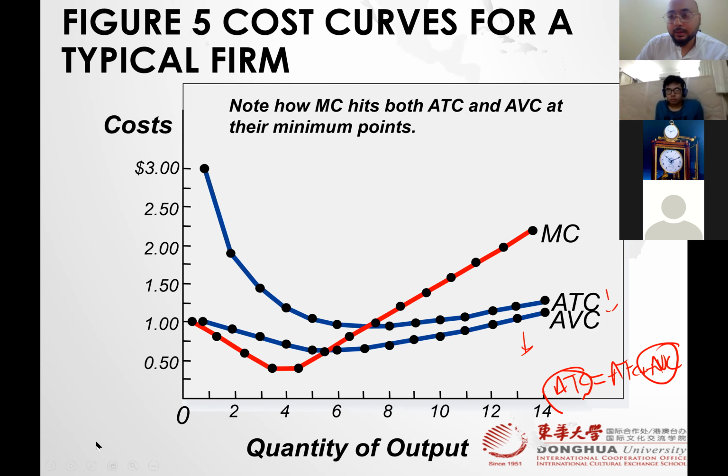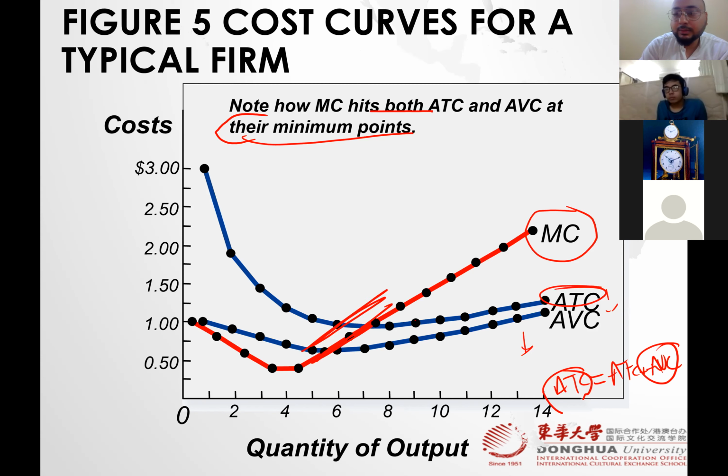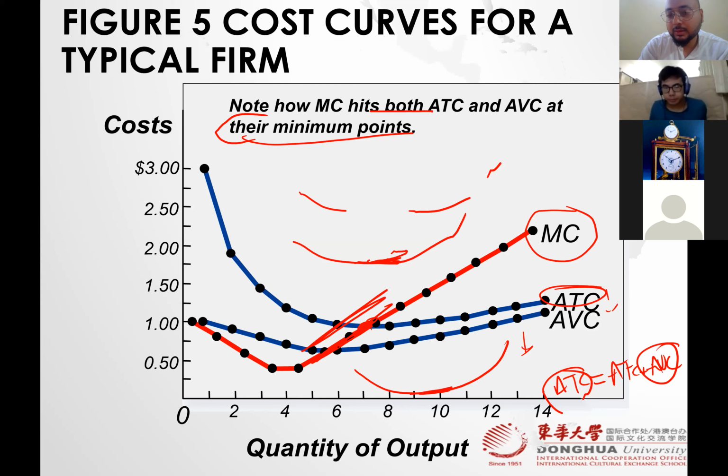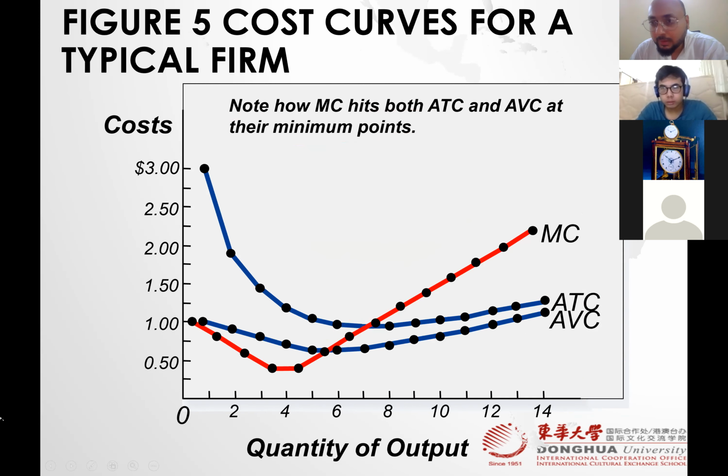So only one curve will be crossing the minimum of the curve, and that will be MC. So you see MC crosses the average total cost at its minimum, U-shaped minimum. Average variable cost also, it will be crossing the average variable cost. But our concern is just the relationship between marginal cost and average total cost.